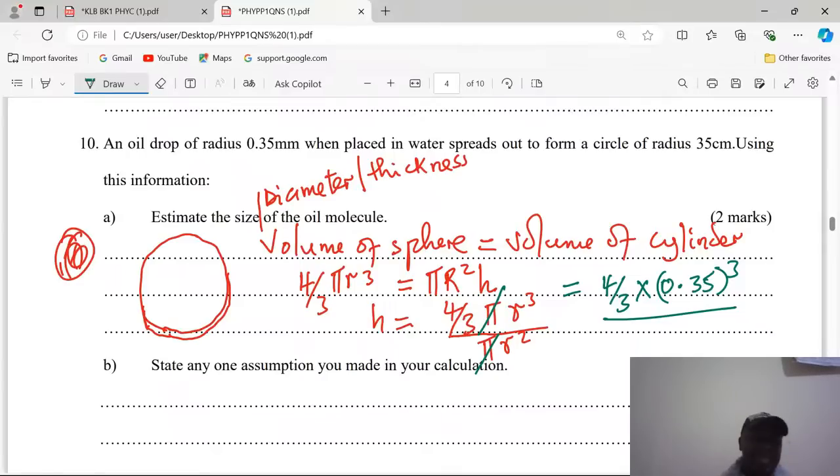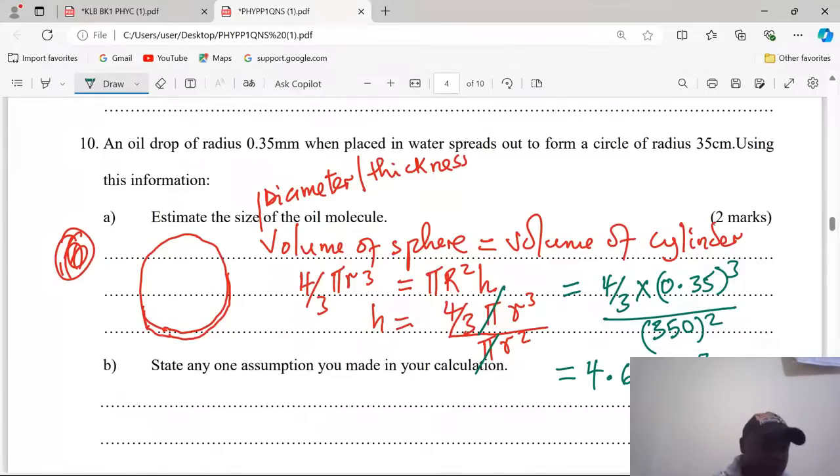The other radius is in centimeters, so we can work with similar units by first converting 35 into millimeters. To convert 35 into millimeters, we multiply by 10. So it will be 35 times 10, which is 350, squared. Let me work this out. 4 over 3 multiplied by 0.35 cubed, then we divide by 350 squared. This will give us exactly 4.67 times 10 power negative 7. These are going to be millimeters.